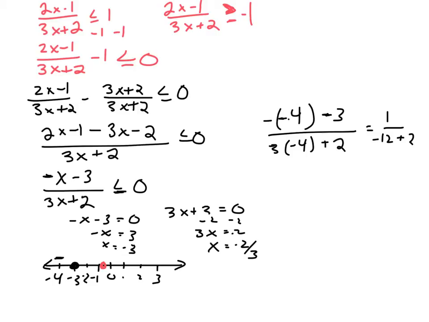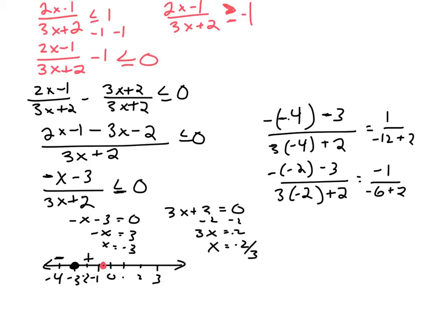Alright, let's plug in another number between negative 3 and negative 2/3, such as negative 2. So I'll have 3 times negative 2 plus 2, and the negatives will cancel here, so it'll be negative. So it'll be 2 minus 3, which is negative 1, and then this will be negative 6 plus 2. So that'll be a negative number up top. On the bottom will be negative 4. A negative and a negative make a positive, so it's going to be positive between those two points.